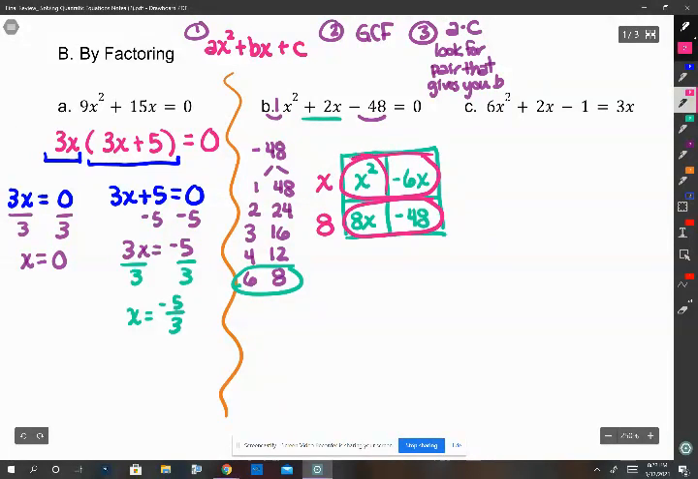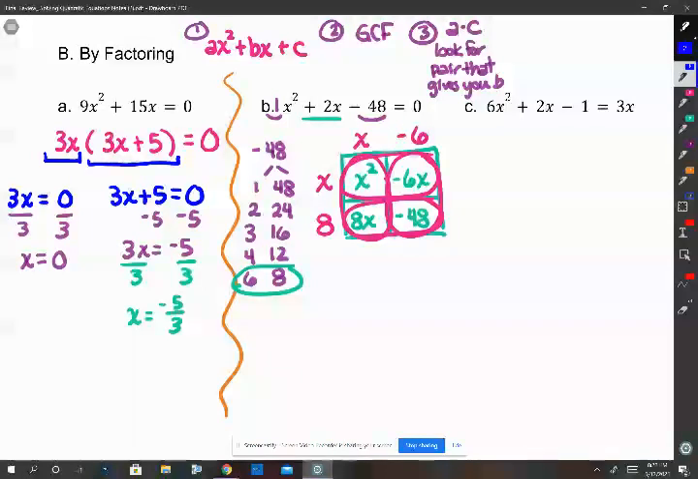And then we look the other way in the column. So x squared and 8x has x in common. And then negative 6x and negative 48 has negative 6 in common. Some of us can do that a little bit quicker now because you've had that experience, which is great. x times x is x squared, so it checks off. x times negative 6 is negative 6x.